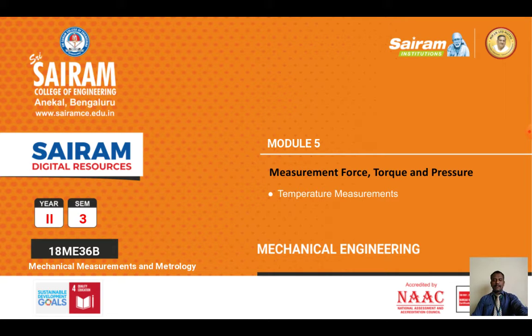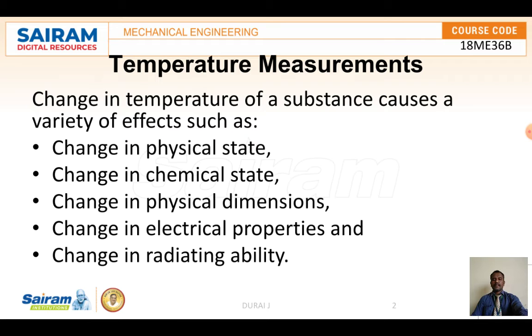So first, temperature measuring instruments may be classified either according to the range of temperature measurement or according to the nature of change produced in the temperature sensing elements. Okay, so here according to the change of temperature, the substance causes a variety of effects, such as change of physical state, change of chemical state, change of physical dimensions, change of electrical properties, and change in radiating ability.